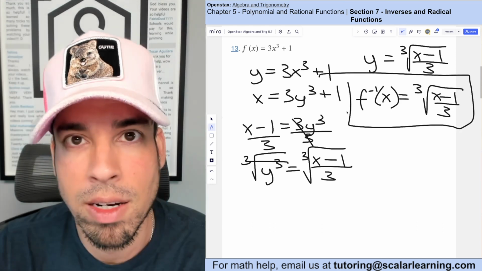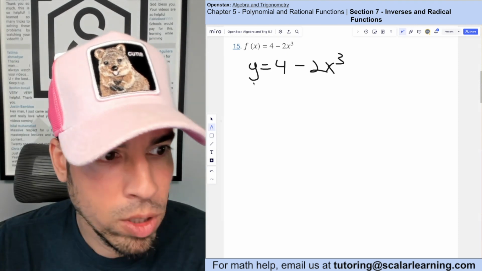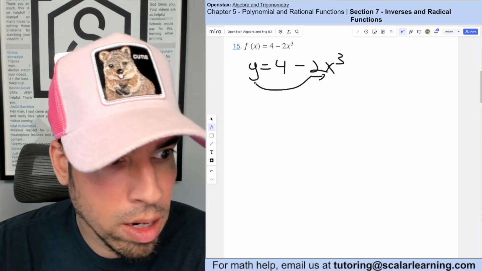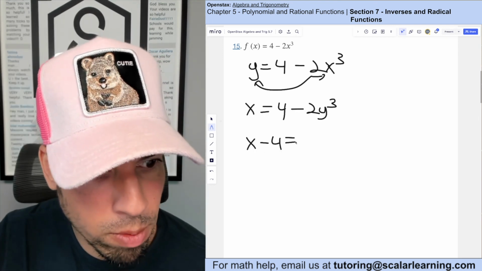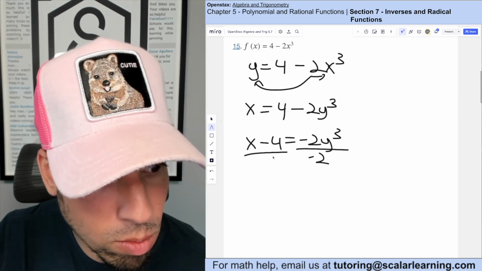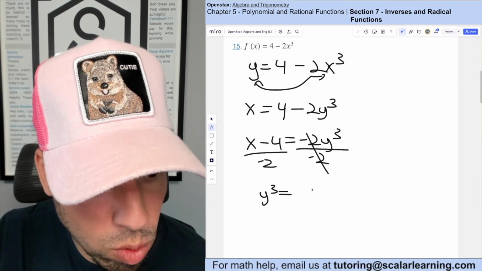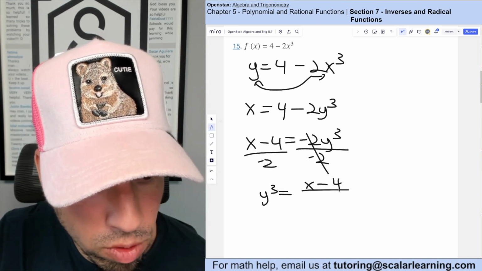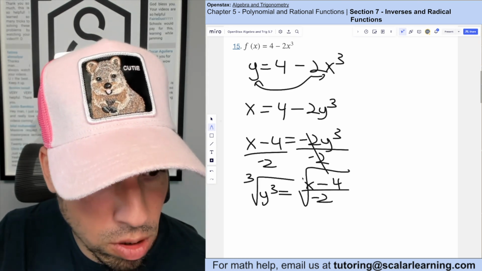Boom, done. For this one, we're going to start by replacing f of x with y, and then we're going to swap the x's and the y's like so. And now we isolate y. So first I'm going to subtract 4 from both sides, and then I'm going to divide by that negative 2. Again, we're just isolating y here. So then we have y cubed equals x minus 4 over negative 2. Then to get rid of that cube, we're going to take the cubic root of both sides.